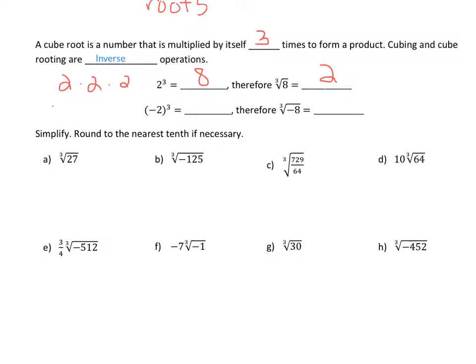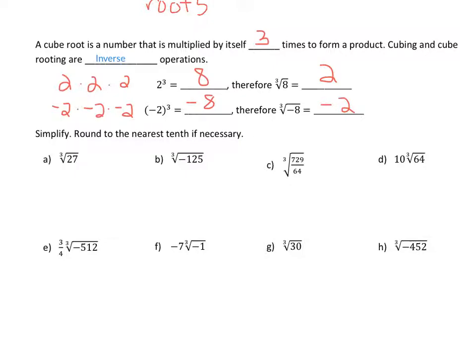Let's take a look at this next one. Negative 2 times negative 2 times negative 2. Well, negative 2 times negative 2 is positive 4. And then positive 4 times negative 2 is negative 8. So you can actually take the cube root of negative numbers. Your result would end up in a negative answer.